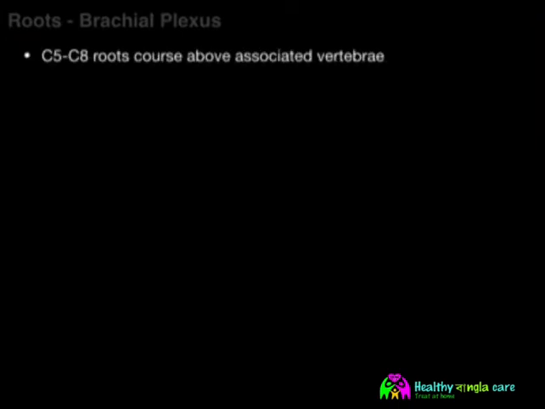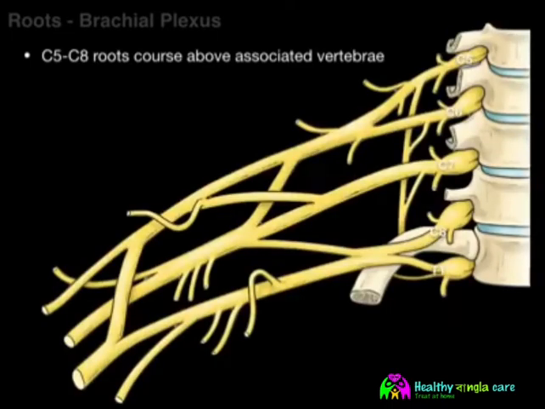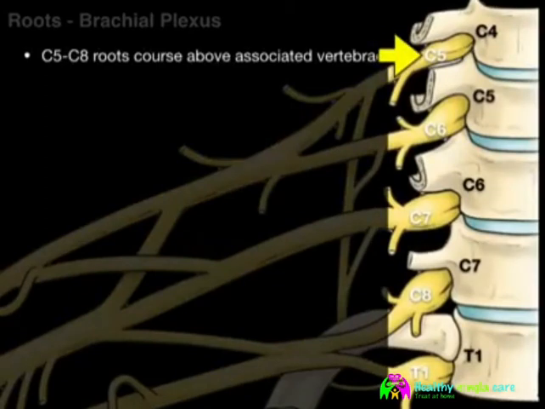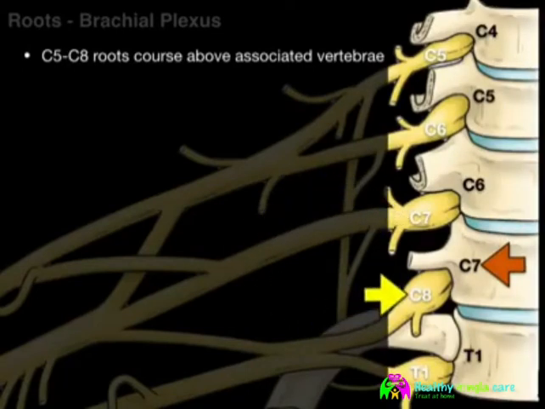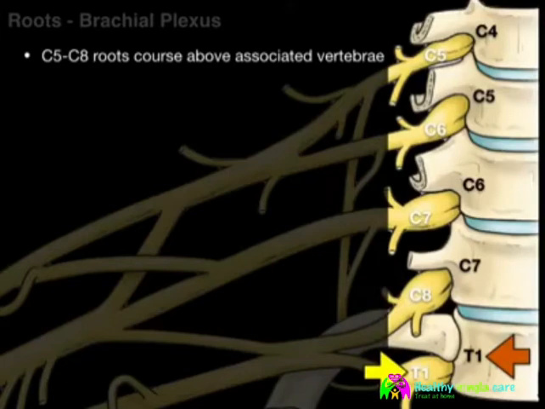Now, the C5 to C8 roots course above their associated vertebra. So there we have this picture, and there are the C5 to T1 spinal nerves, and there are the associated vertebrae. Let's zoom in a little bit and notice that there's the C5 nerve root coursing above the C5 vertebra, and the C6 nerve root above the C6 vertebra, C7 nerve above the C7 vertebra, and then there's this weird thing because we actually have 8 cervical spinal nerves and only 7 cervical vertebrae. And so the C8 nerve courses below C7 and above T1, and then when we go to the T1 vertebra, everywhere below this, the nerve associated with the vertebra courses below it. So T1 nerve below T1 vertebra, T2 nerve below T2 vertebra. Cervical vertebrae and nerves are the exception.